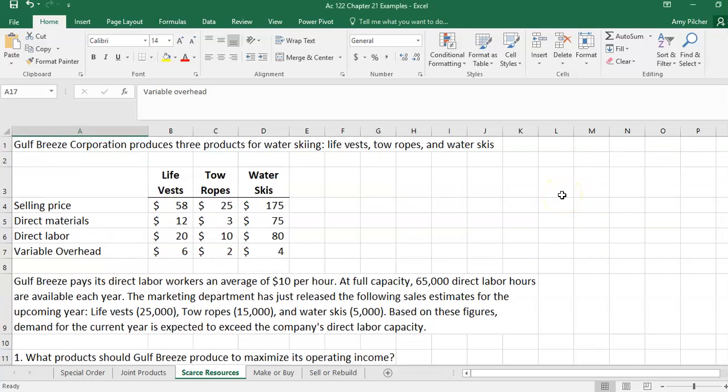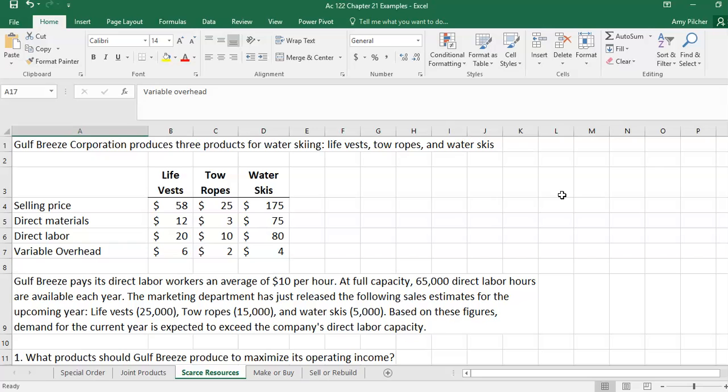The next example we look at is a company that makes three products for water skiing: life vests, tow ropes, and water skis. We have full capacity of 65,000 direct labor hours available to us each year. And our marketing department has released their sales projections for the upcoming year. Those sales figures exceed our demand of our direct labor capacity. So we need to decide how to best use the amount of direct labor that is available to us.